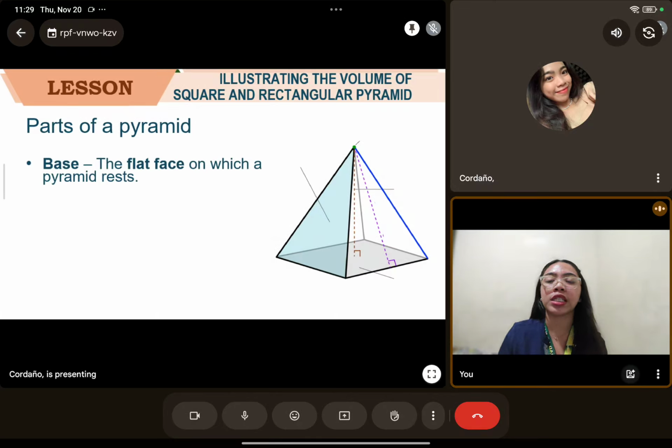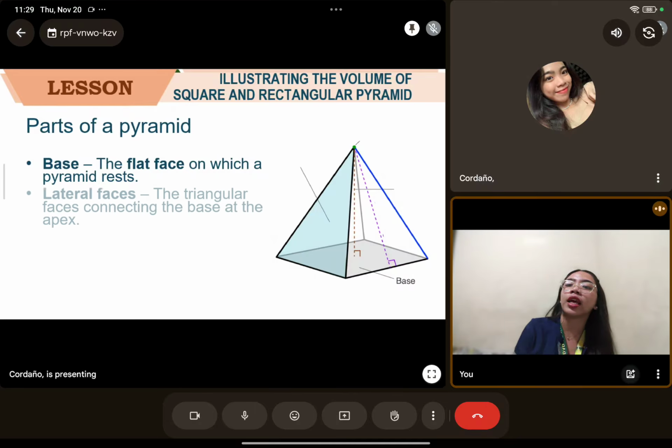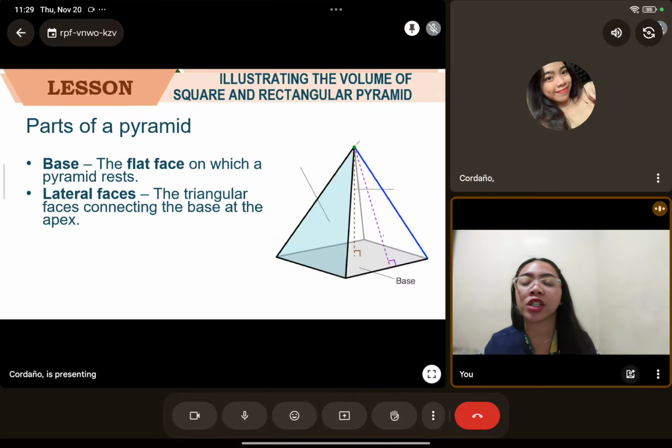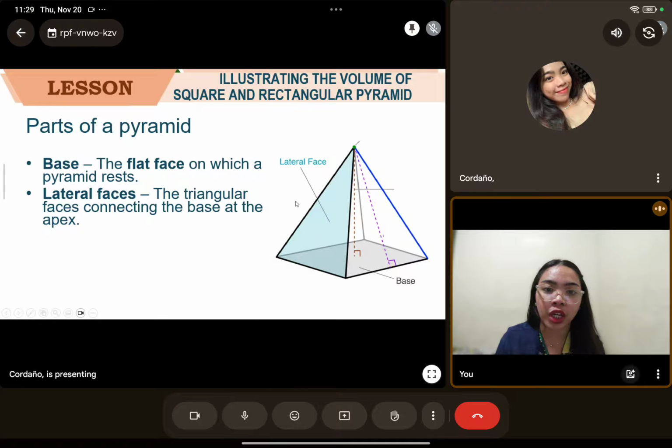So first one is the base, the flat face on which a pyramid rests. Ayan. So as you can see, itong nakikita nyo sa mouse, yan yung gray part. Yan yung base. Okay, next. The lateral faces. So, the triangular faces connecting the base to the apex. So, ito yan. Yung pinaka-face. Yan, yung nasa gilid. Naka-blue.